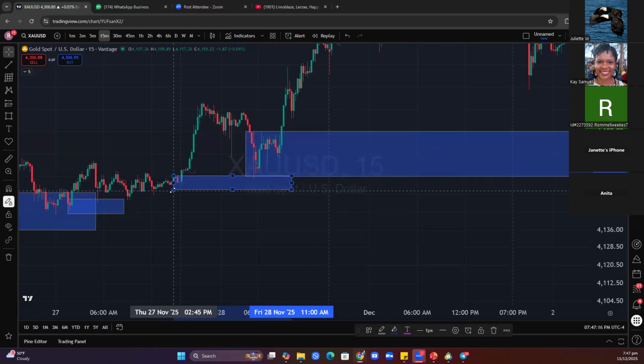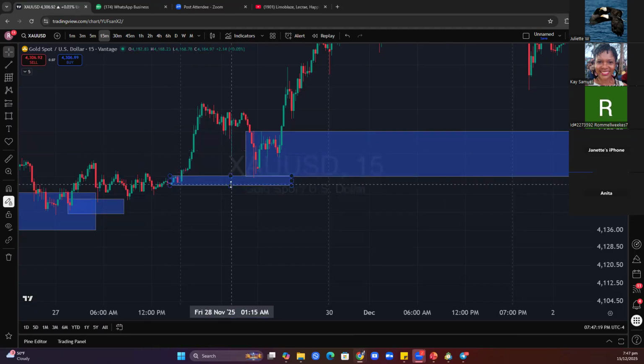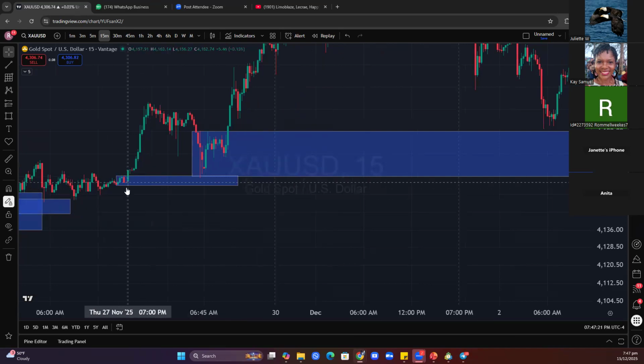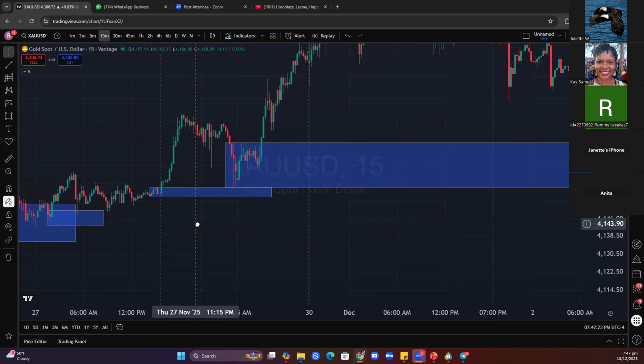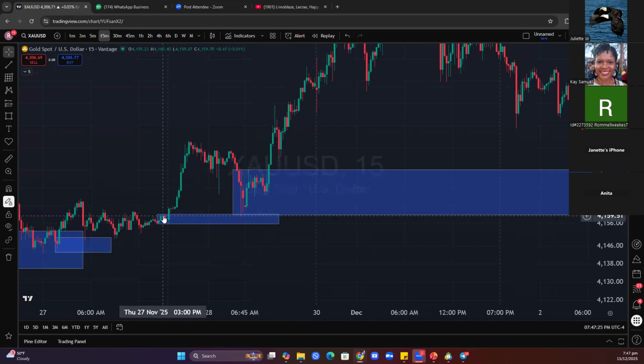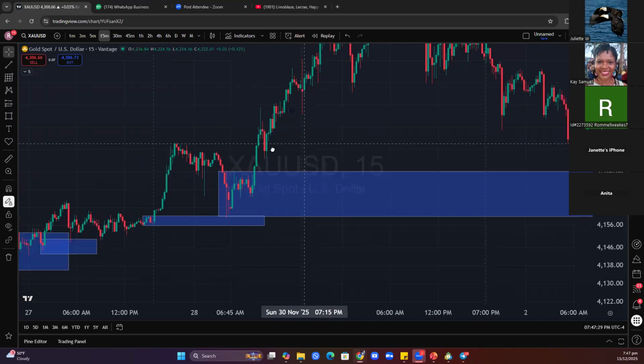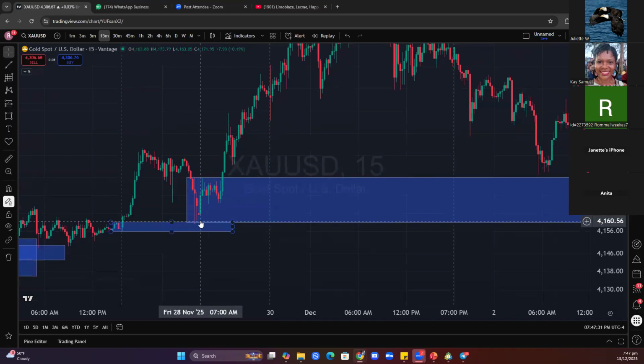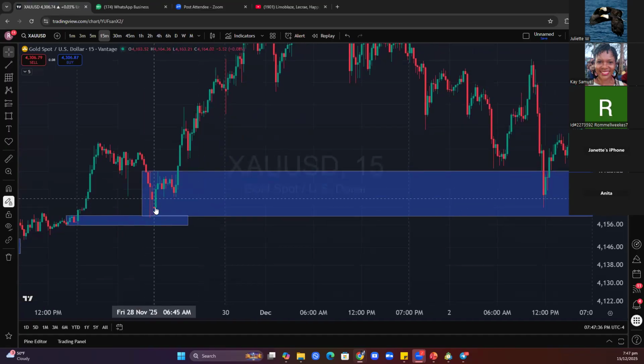Nonetheless, that candle is not even really printed anything, to be quite honest. But price came back into that area and pushed up. Here, engulfing, this is that messed up candle that we were looking at. You see how it actually looks. So price just pushed up there.